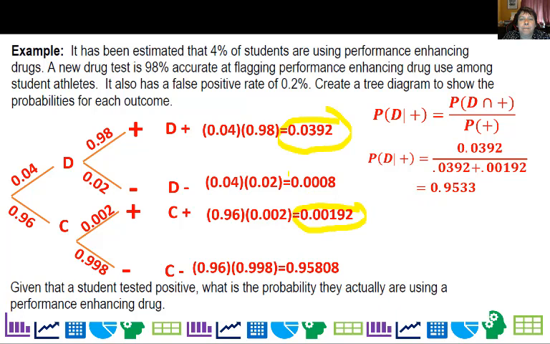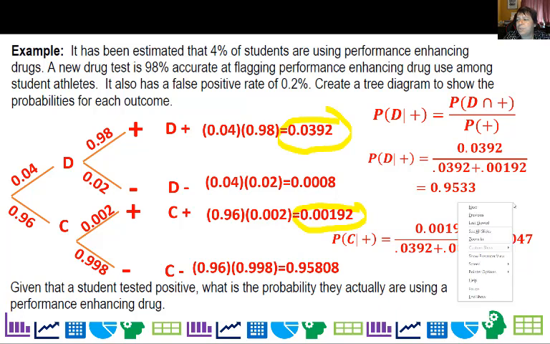Which means, by the way, just for the fun of it, if they get a positive drug test, what's the probability they're clean? Well, I could use the same formula, 0.00192, over the sum of the 2 positives, and I get 0.047, which kind of makes sense. You have the people who test positive, about 95% of them did use the drug, but you actually have about 5% of them which didn't use a drug, which is interesting.